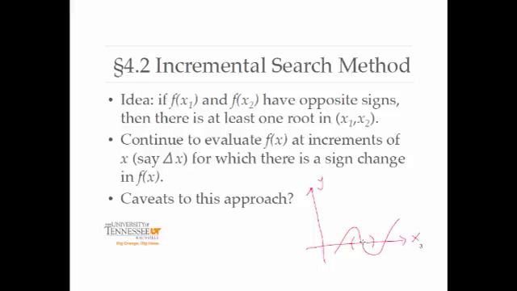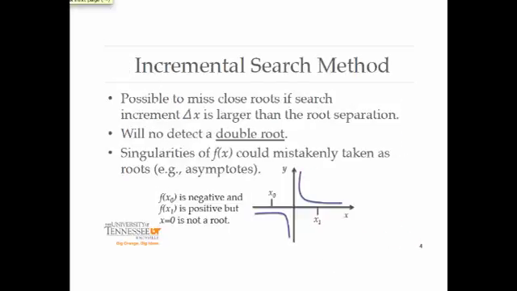So in other words, find me x1 and x2 where f has an opposite sign change, and there must be a root in that interval. Very simple idea, but it does make the assumption that the function must be continuous. Our goal then is to shrink the size of that interval so it gets closer and closer to what we could say is a reasonable approximation to the root. Seems like a very straightforward approach, but what are the caveats to this? Well, it's possible to miss close roots if the increment is larger than the root separation, so it's possible to completely miss the root altogether.